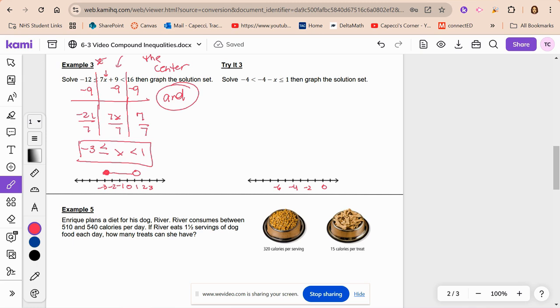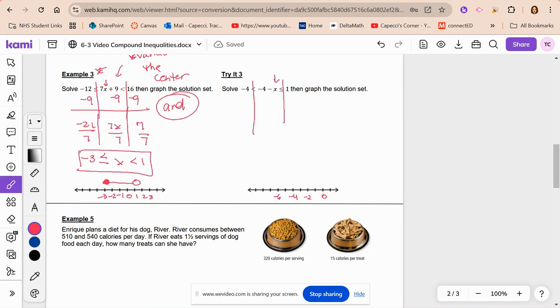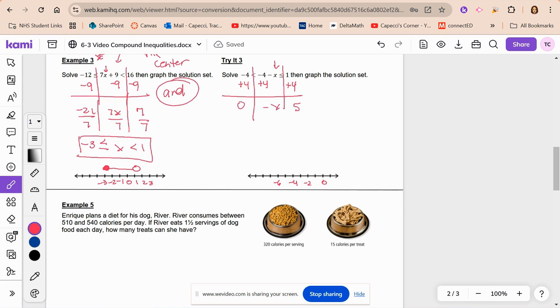All right, let's look at the next one. Again, I'm going to kind of draw my walls. I notice that I just have one variable in the center. So I'm going to get rid of my 4 in the center. I'm going to add 4 to all of the sections. And I have 0, and then I have -x, and I have 5 over here.